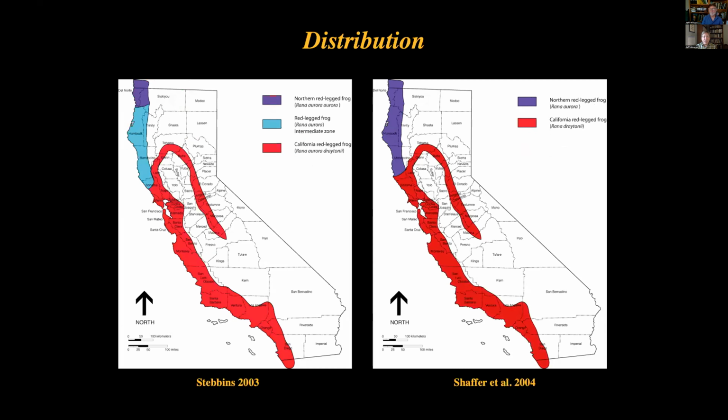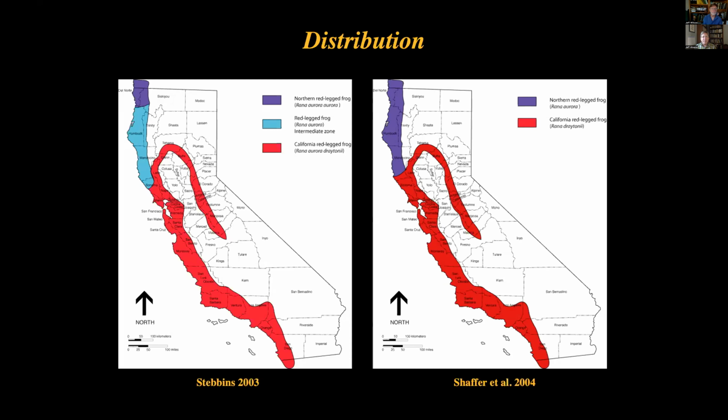I'm just moving the map to the left now, so it's the same map, nothing changed. And I put in Schaefer's map, 2004. Schaefer couldn't leave well enough alone and had to one-up Stebbins, so he made his own map using genetic differentiation and split them into species. Northern red-legged frog increased its range by going south all the way into Mendocino County. California red-legged frog stayed about the same. But if you notice, they went from subspecies to species.